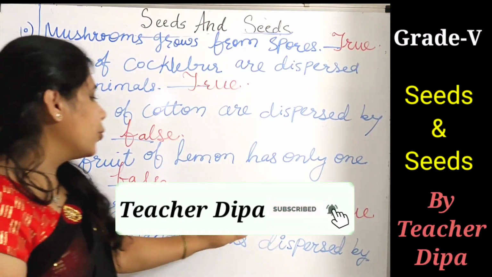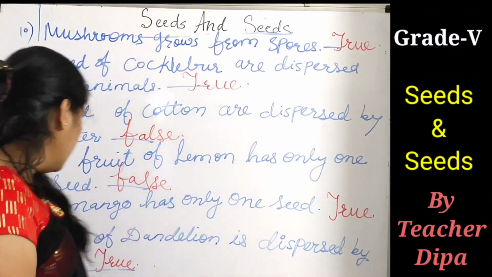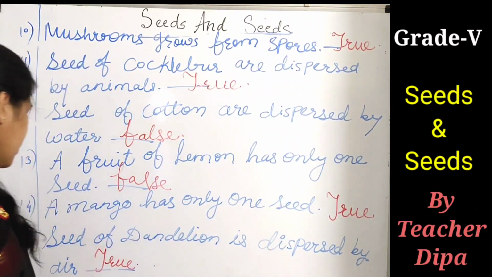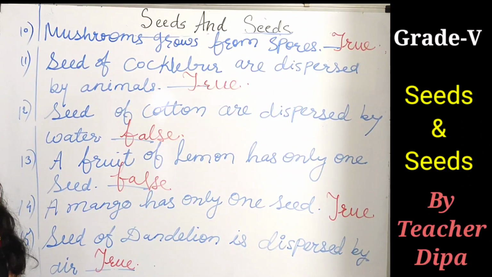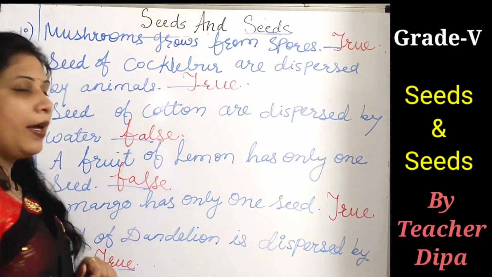A mango has only one seed. Yes, the mango is a fruit which has only one seed. And the last is, seed of a dandelion is dispersed by air. So it is also a true statement. The seed of a dandelion can be dispersed by air.